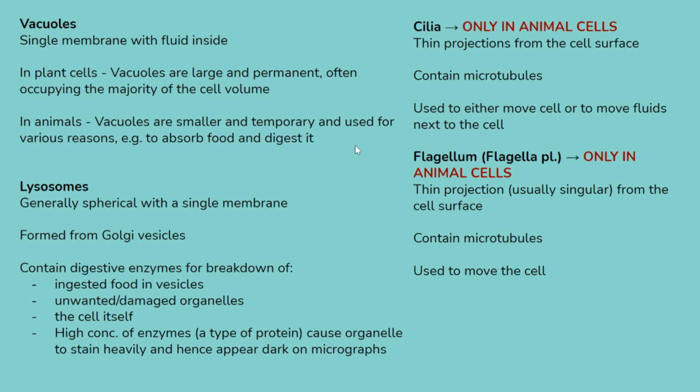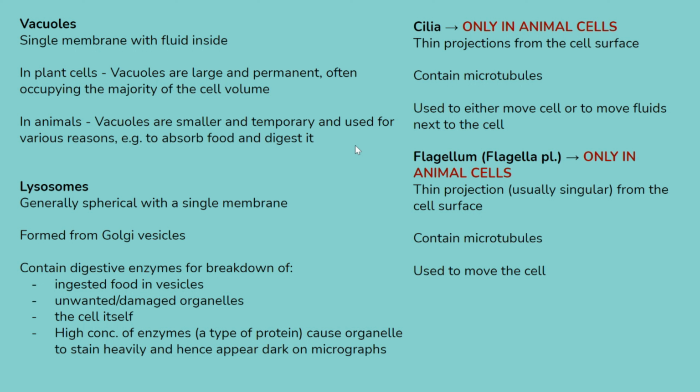Lysosomes, as mentioned, are only present in animal cells. They are generally spherical with a single membrane, and they are formed from Golgi vesicles. So they contain digestive enzymes for the breakdown of ingested food in vesicles, unwanted or damaged organelles, and the cell itself, and also a high concentration of enzymes that cause the organelle to stain heavily and hence appear dark on micrographs. So micrographs are basically diagrams and pictures that you can take when you're looking at that organelle using a microscope. So using a microscope, you get a micrograph.